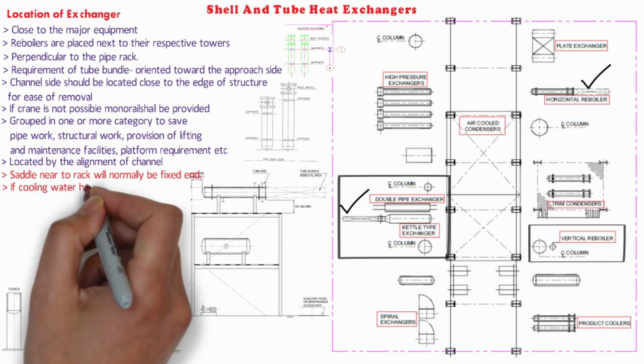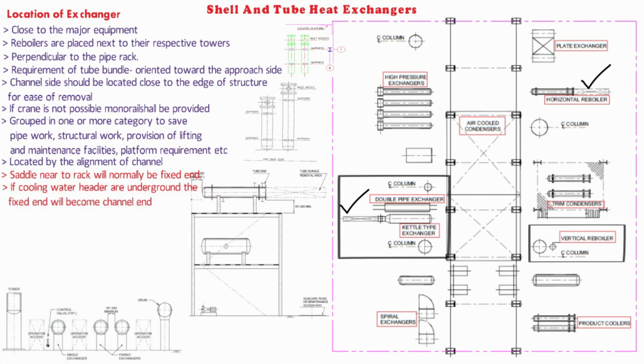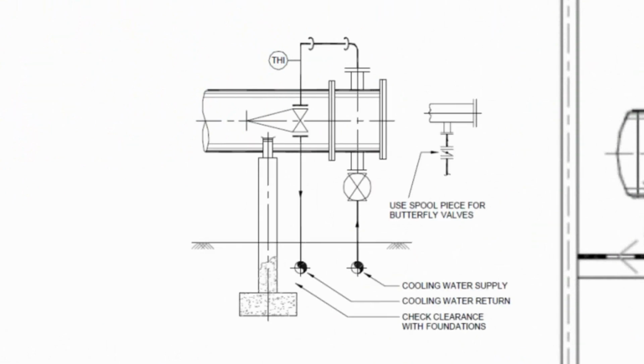In general, the saddle near the rack will normally be the fixed end. If the cooling water header is underground, the fixed end will become the channel end. Shell and tube heat exchangers at grade operating off the same underground cooling water supply line should be aligned by the channel head nozzle. All changes proposed must be discussed with the process engineer and client or mechanical equipment department first.